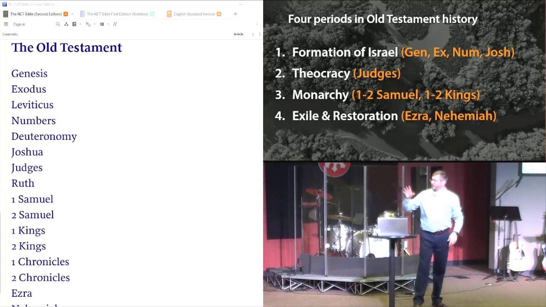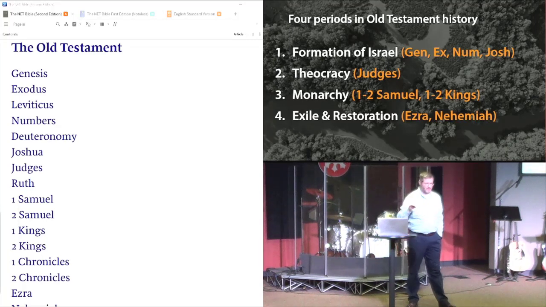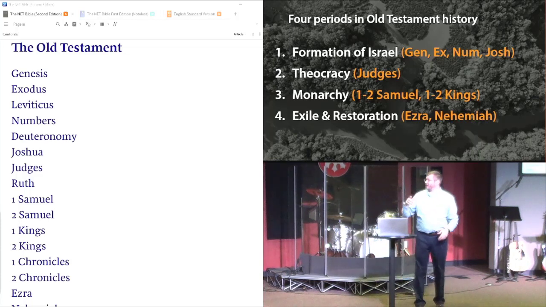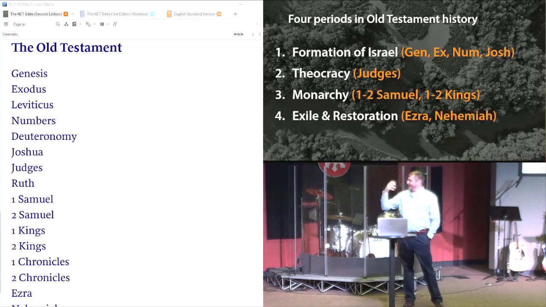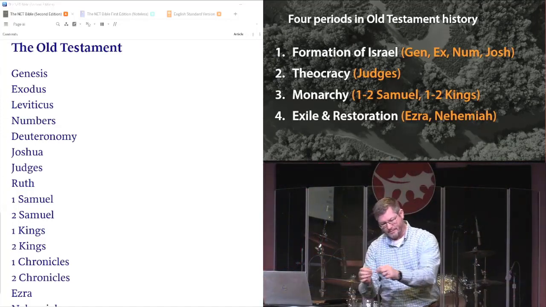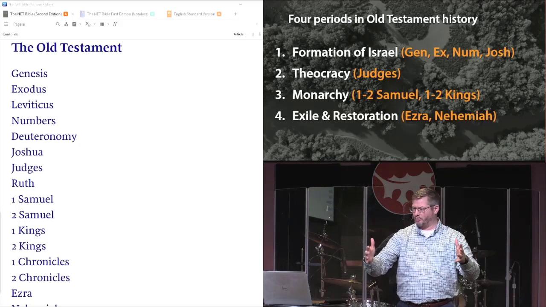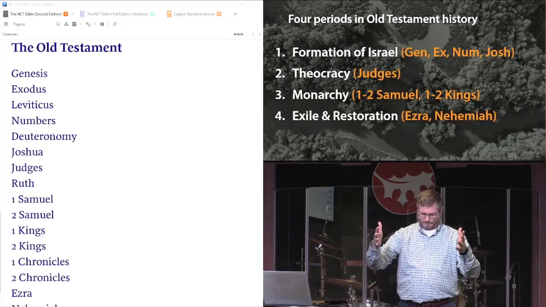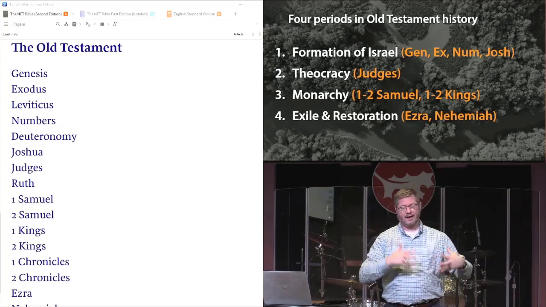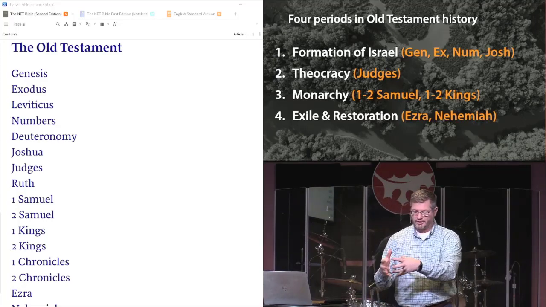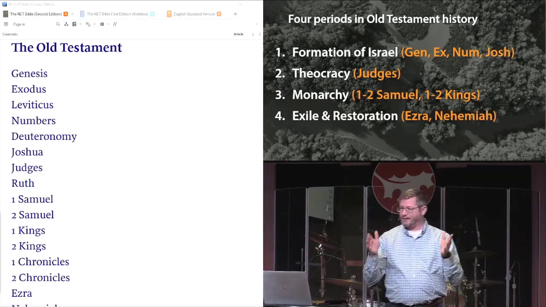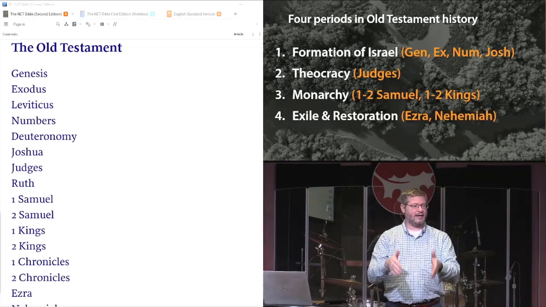But these 11 books, Genesis, Exodus, Numbers, Joshua, form this first period that we call the formation of Israel. In Judges, we see a theocracy. In 1 and 2 Samuel, 1 and 2 Kings, which is really one of the longest periods, we see the monarchy of Israel, and then in Ezra and Nehemiah, we see the oppression, the exile, and the restoration of the nation. Because again, God is choosing to focus on the nation of Israel.